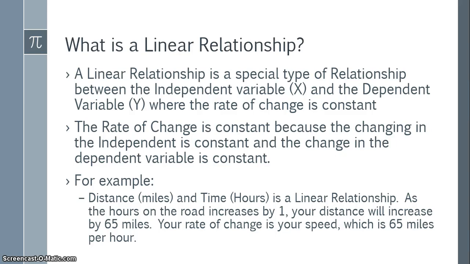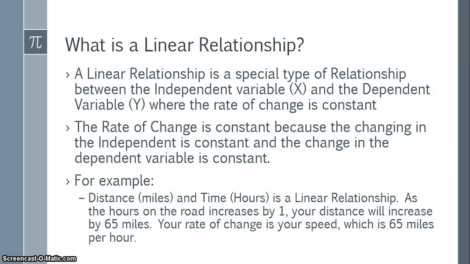So what is a linear relationship? A linear relationship is just a special relationship in math where the independent variable and the dependent variable have a constant rate of change. And the rate of change is constant because the change in the independent variable is constant and the change in the dependent variable is constant.